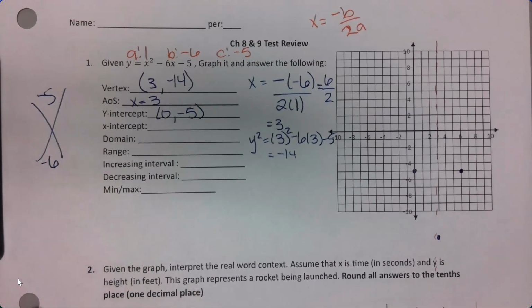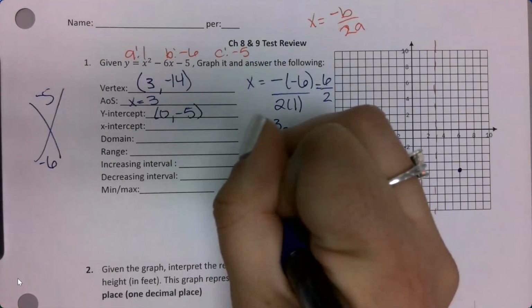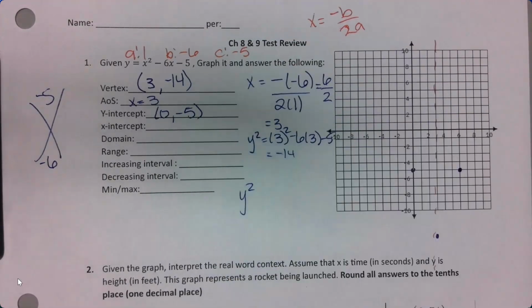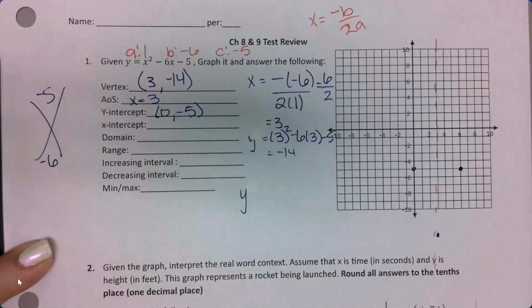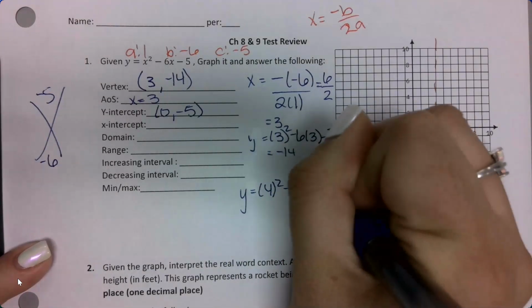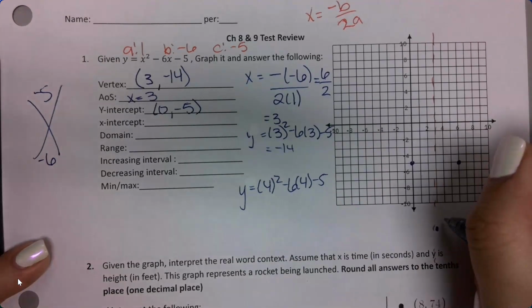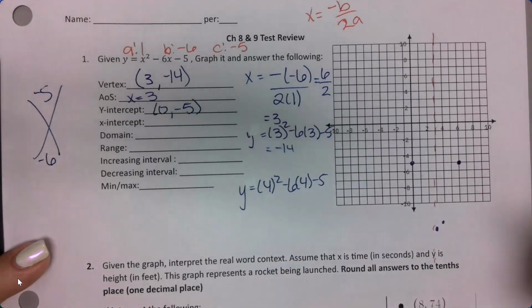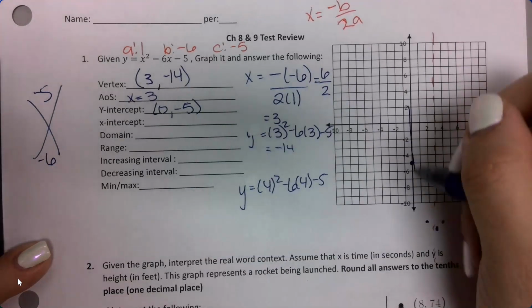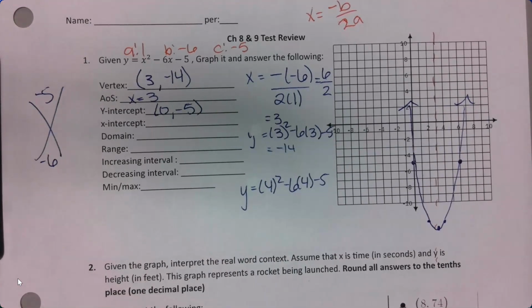So I need one more point to graph this. I'm going to plug in a number. I'm just going to pick one number to the right of my dashed line, so I'm going to plug in 4. Oops, I put the squared in the wrong spot. So I have y equals 4 squared minus 6 times 4 minus 5. I'm going to type that into my calculator, which gets me negative 13. So I plot that, and then I reflect it 1 over. Then I want to connect my dots. You'll need 5 points on a graph in order to get credit on the test.